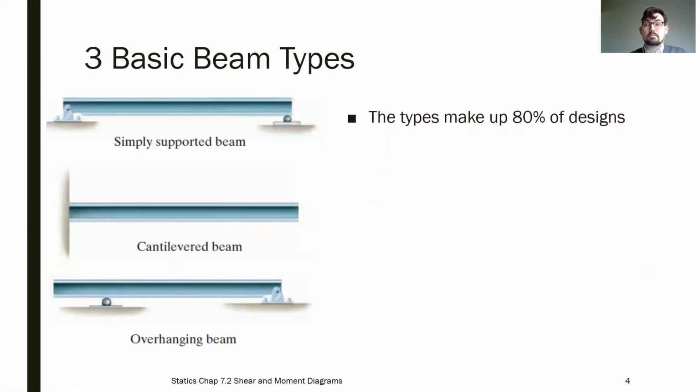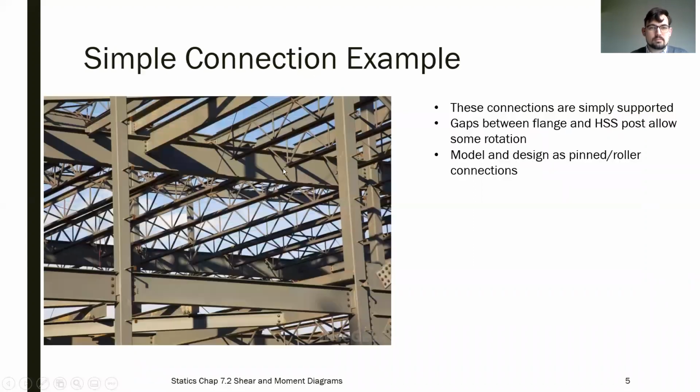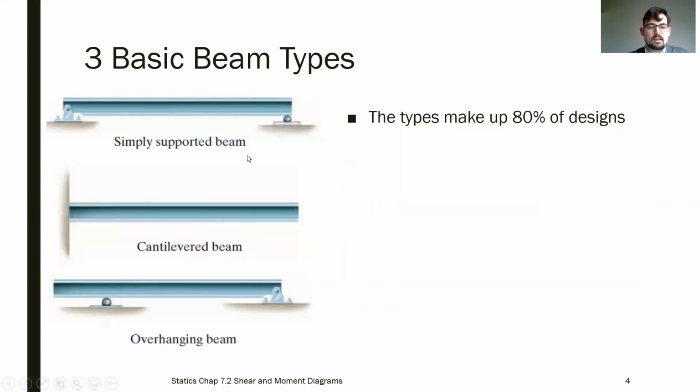Now, the nice thing about beams is we basically have three different types of beams. You're going to see these beams used almost everywhere. The most common one you might recognize, we've used it a few times, is a simply supported beam, right? A simply supported beam has a pin over here and a roller right here.